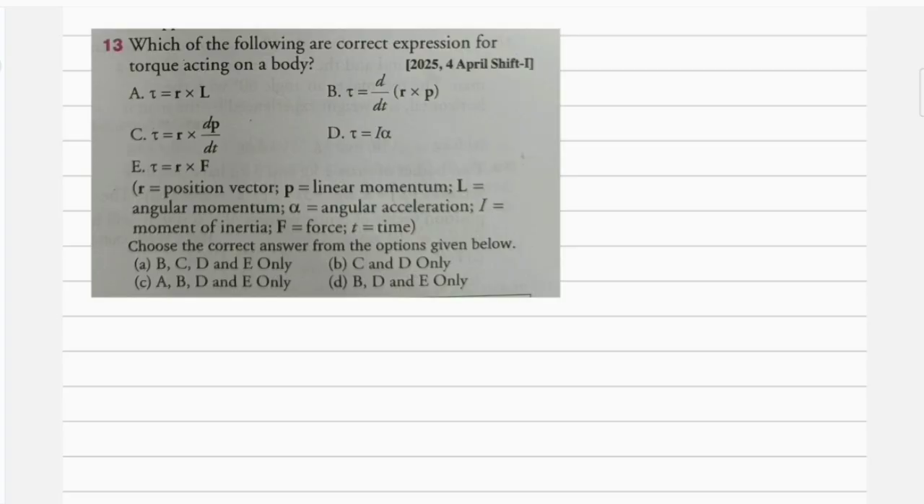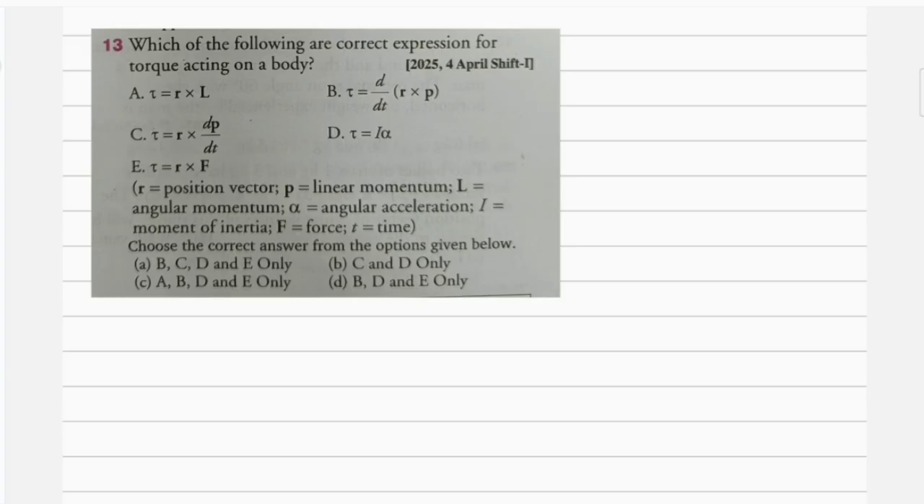Which of the following are correct expressions for torque acting on a body? Formula A, tau equals R cross L. Formula B, tau equals d by dt of R cross P. Formula C, tau equals R cross dP by dt. Formula D, tau equals I alpha. Formula E, tau equals R cross F.